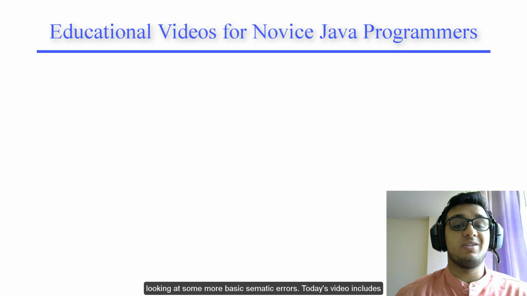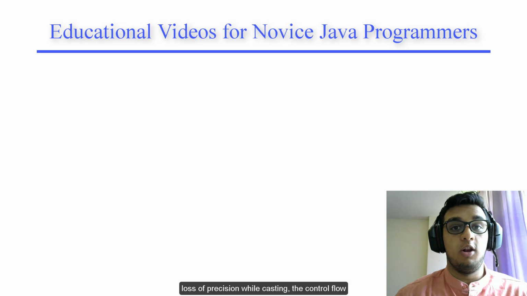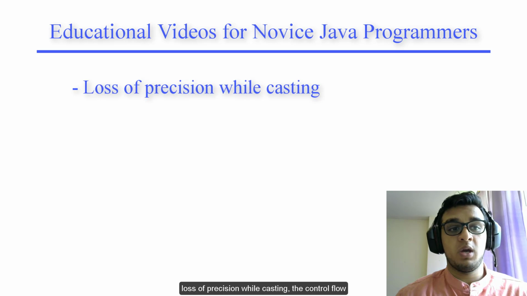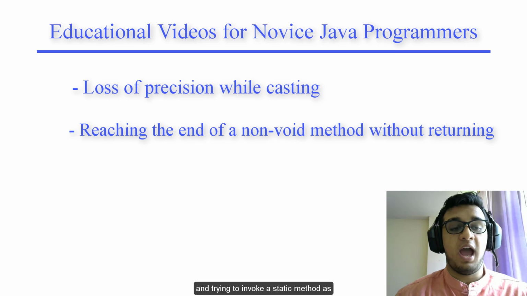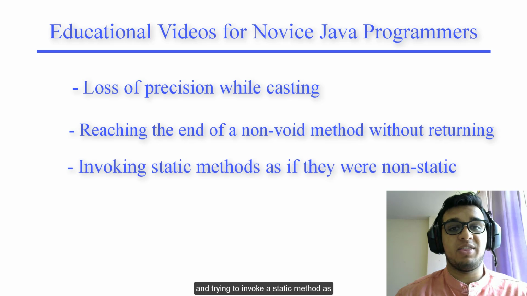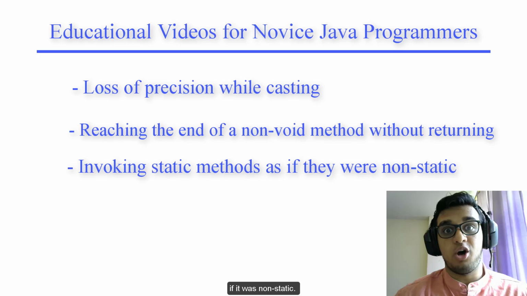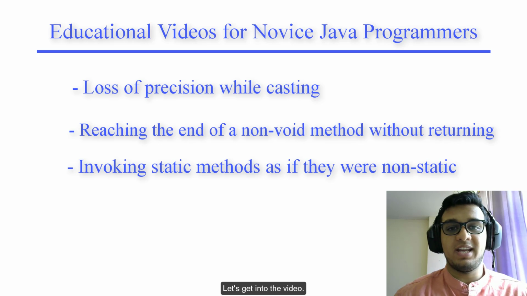Today, we'll be looking at some more basic semantic errors. Today's video includes loss of precision while casting, the control flow reaching the end of a non-void method without returning, and trying to invoke a static method as if it was non-static. Let's get into the video.